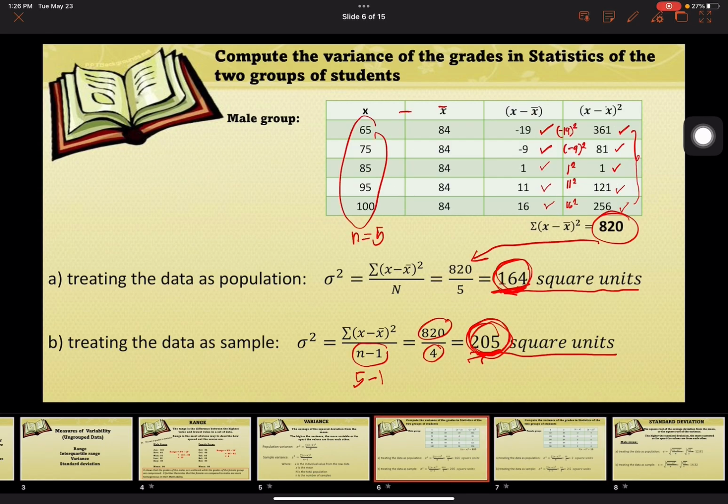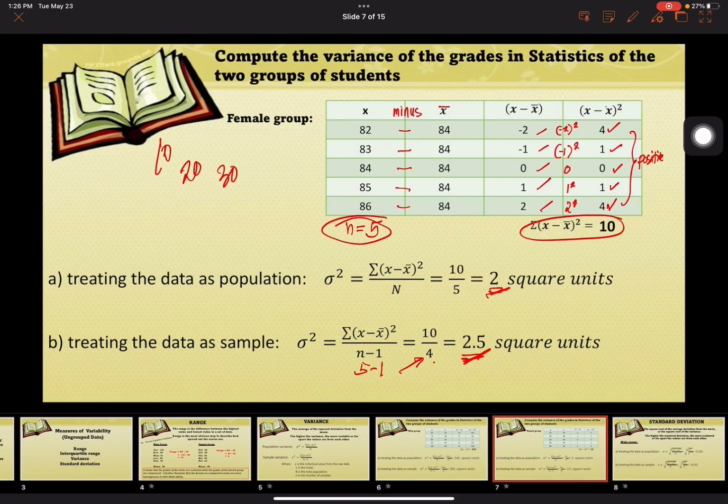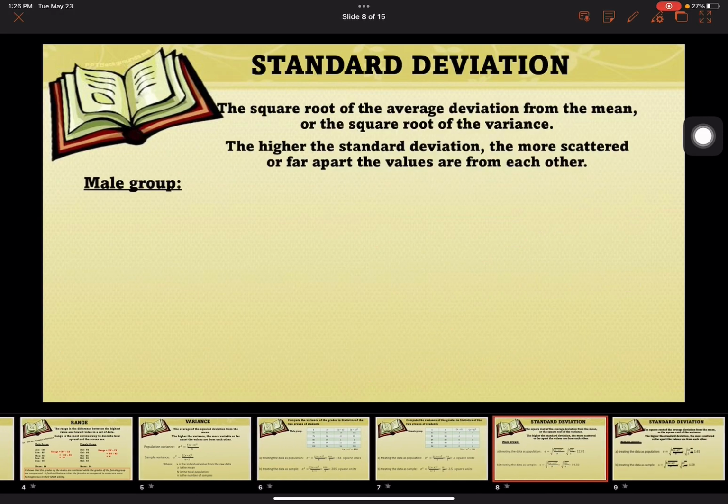Next, yung formula ni variance ay may kinalaman din sa magiging formula ng ating standard deviation. Si standard deviation ay square root lang ng variance. So, ano lang ang gagawin? You get the square root of the variance and then meron ka nang standard deviation.